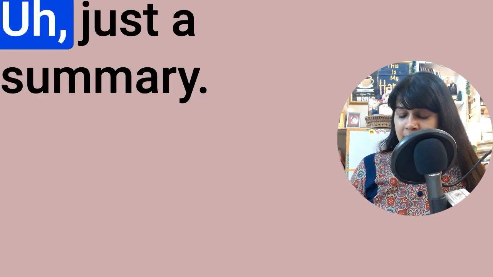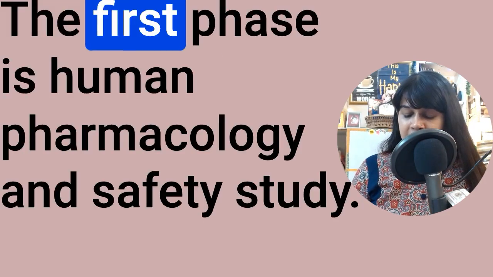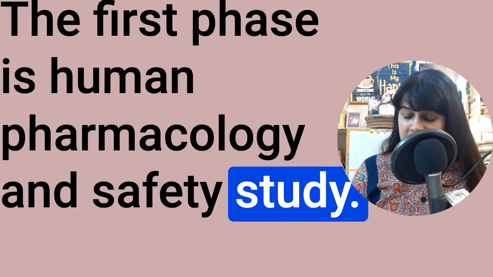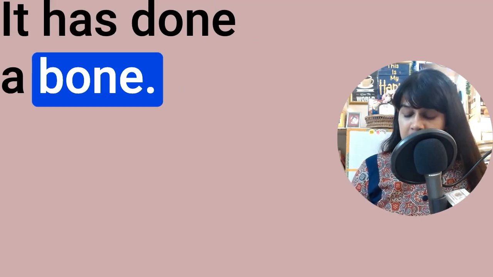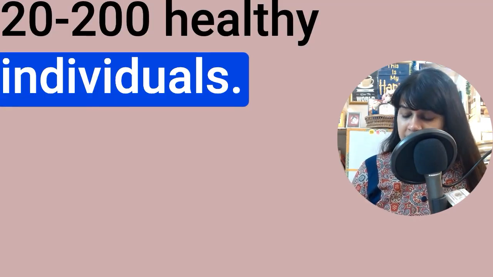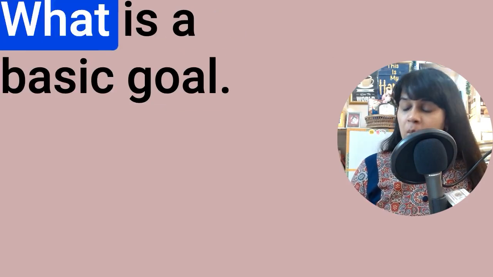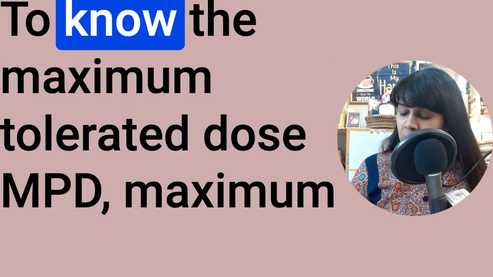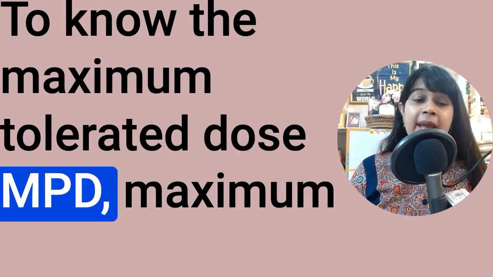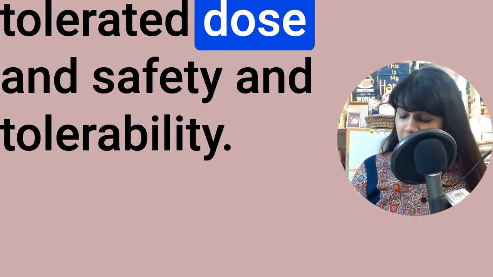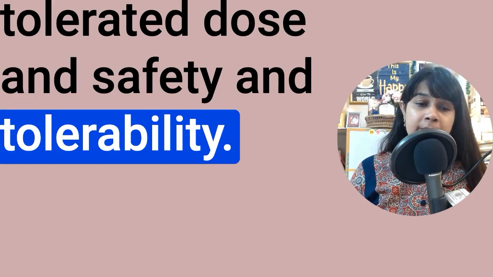So, just a summary. The first phase is human pharmacology and safety study. It is done upon 20 to 100 healthy individuals. It is an open label study. There is no blinding in this. What is the basic goal? To know the maximum tolerated dose, MTD, and safety and tolerability.